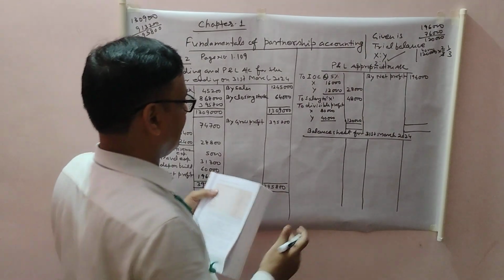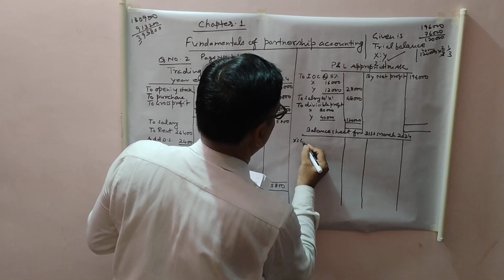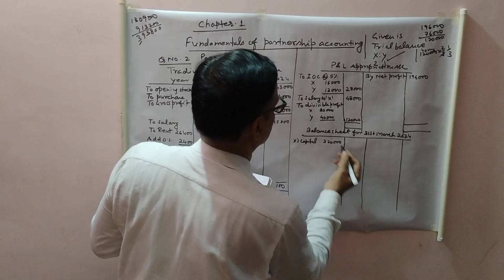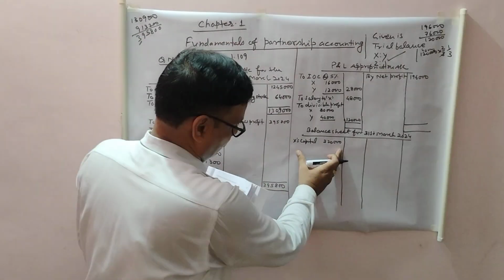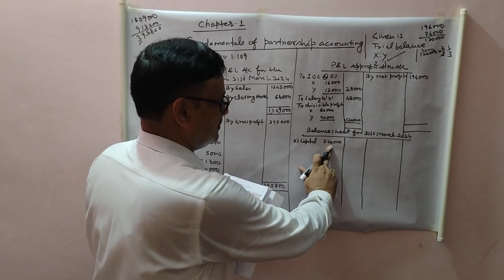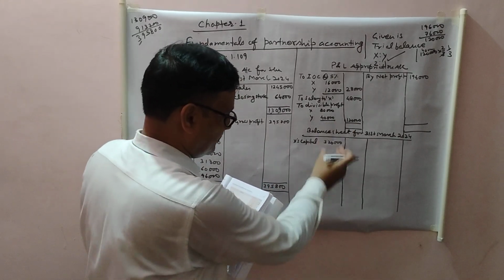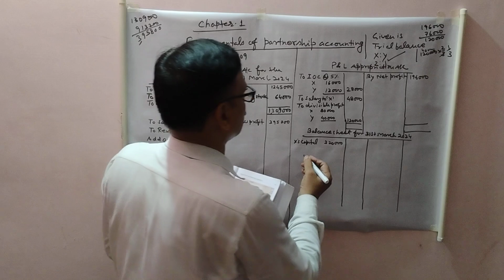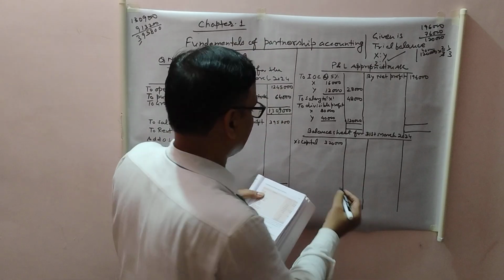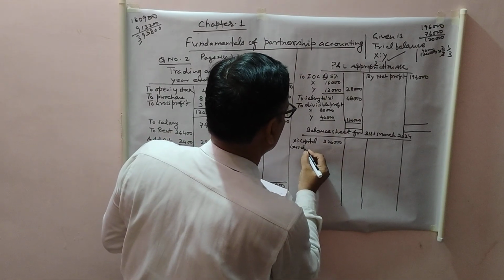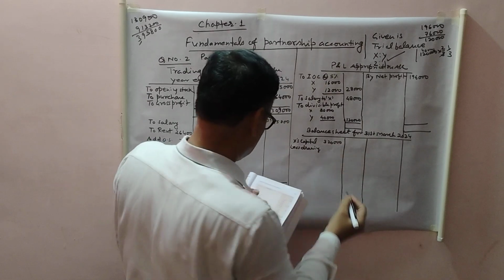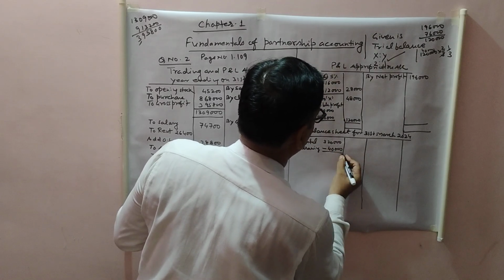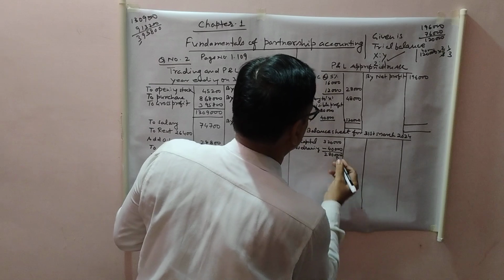X capital is given 3,20,000. We have placed 3,20,000 in the particulars column because we have to add some things here and deduct some things. So let us do the adjustments. X capital 3,20,000 less X drawings. What is the drawing? 40,000. That we will deduct. Means 2,80,000.